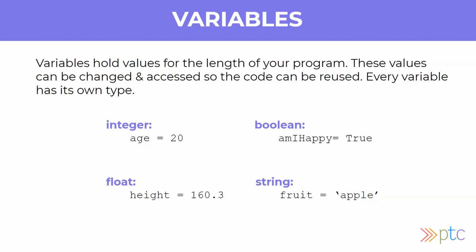Integers are whole numbers, like someone's age, which is the name of the variable shown in the example. It can equal 20 years old, which is an integer value. Below that is the float, a decimal number, and it must include a decimal point. For example, height might equal a decimal number like 160.3.